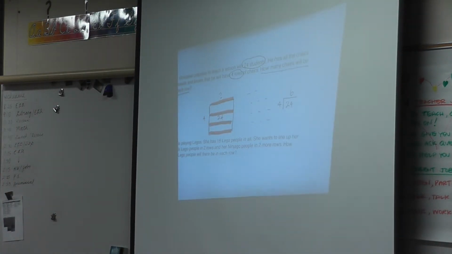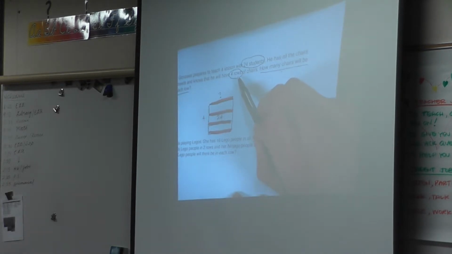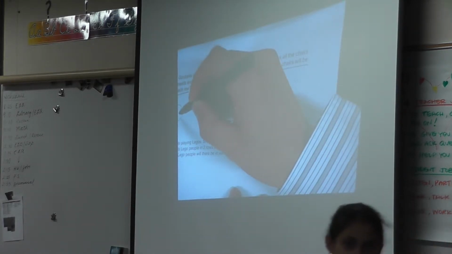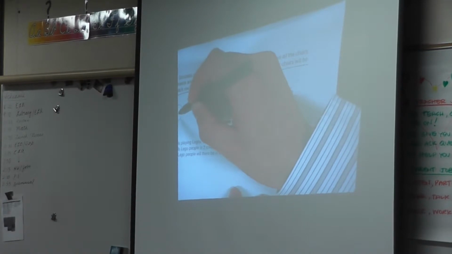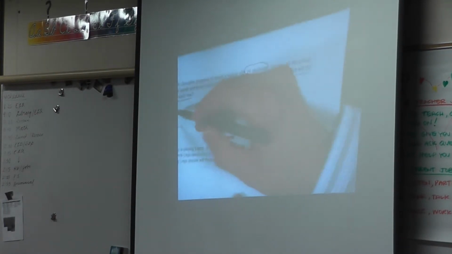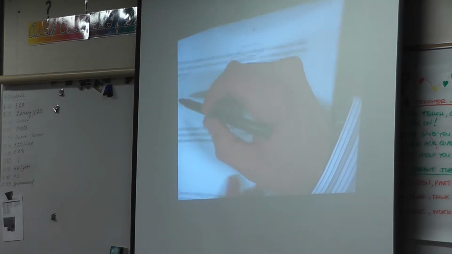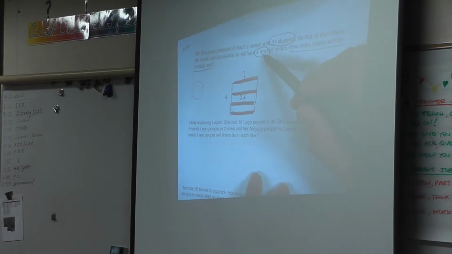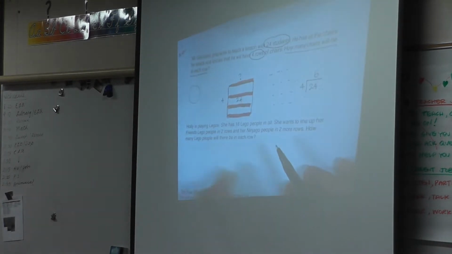Number 1, there's a couple things I need to point out. What is this word right here? Rows. Okay? Rows go across. If the problem asks for rows, I need a line across. Okay? This is not a row. What is this? A circle. It's a circle. Okay? That's not a row. Circles are a way to solve the problem, but in the end, your picture needs to be rows. Okay? All right, number 2.